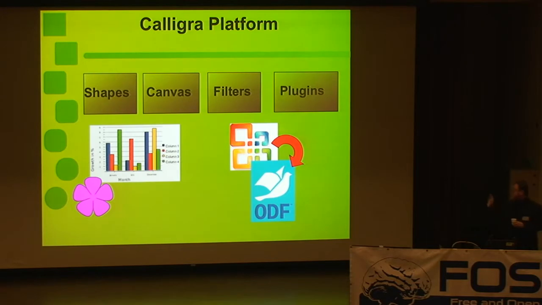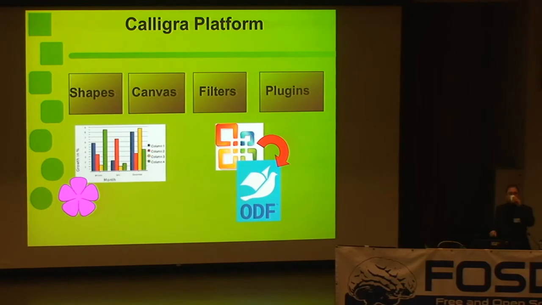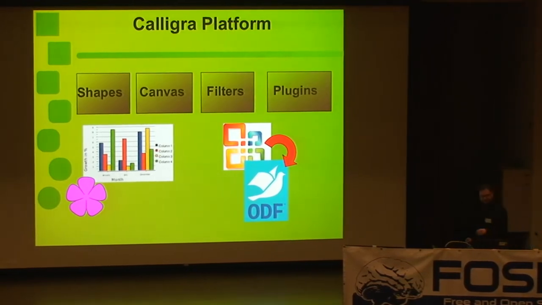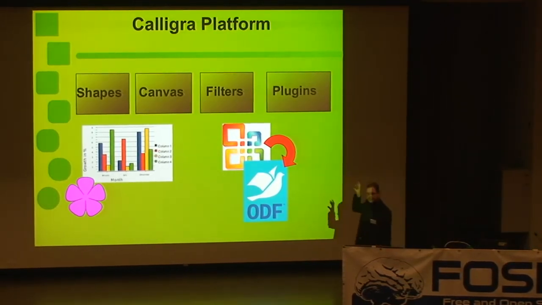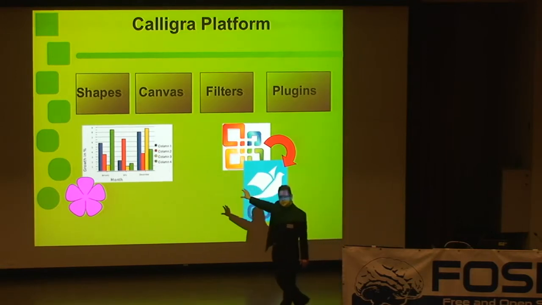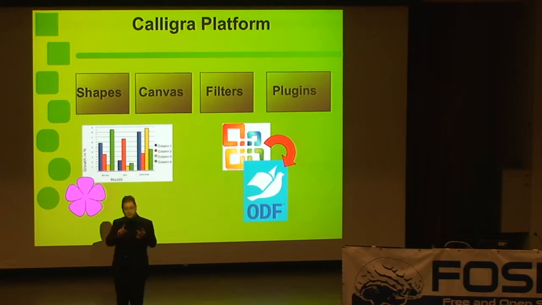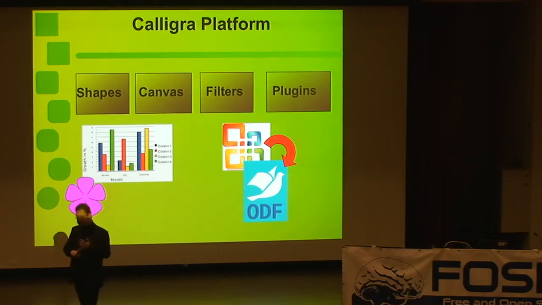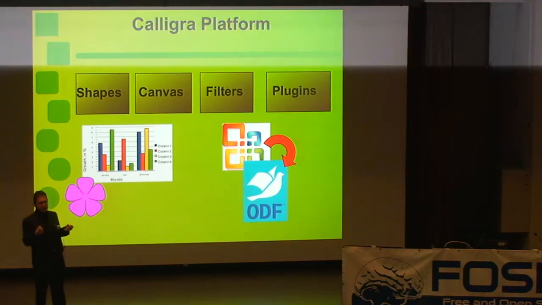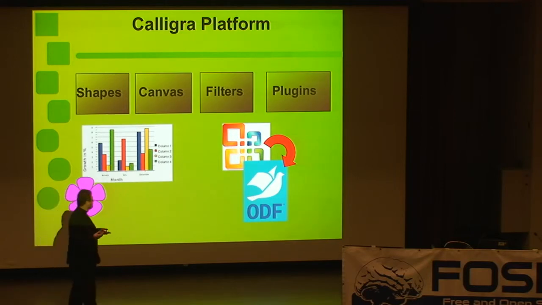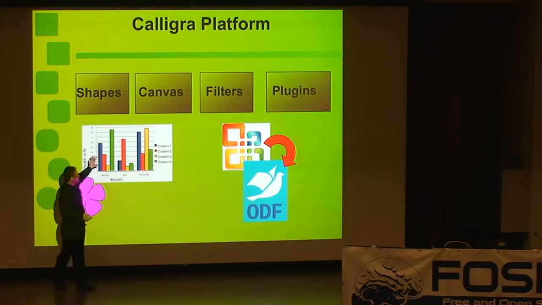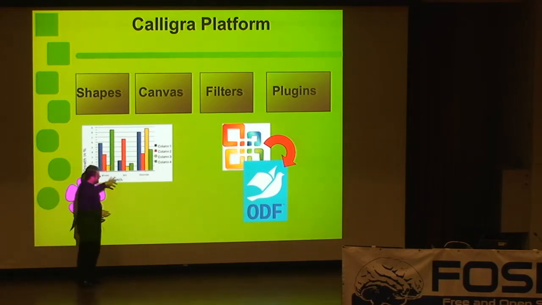So, these are the four big parts that make up Calligra. And I will be discussing them here. We have what we call shapes. Shapes are the really small, fine-grained objects that combine data, a way to represent the data, and a way to load and save the data. We have a canvas. A canvas represents your pages for the particular kind of document you need. All these are shapes, and actually this is two shapes in one, the chart and the labels.